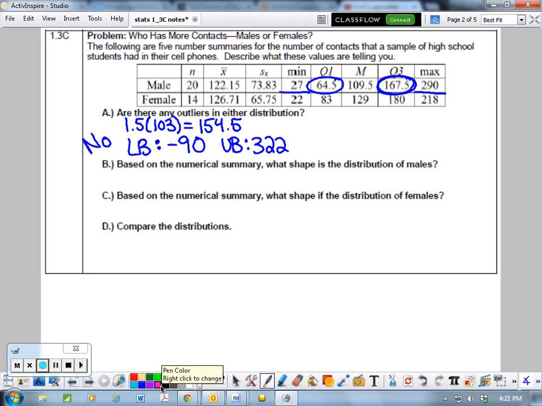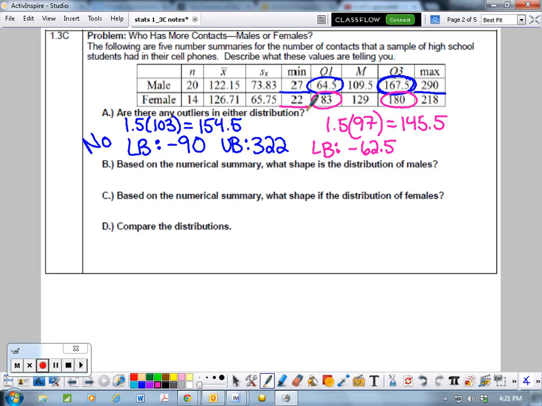Now we're going to do the same thing for the girls. So we're going to calculate that IQR. I'm going to do 1.5 times the IQR, which is 97, which is 145.5. And then from here, I'm going to calculate the lower bound. I'm going to take that Q1, 83, and subtract 145.5. That gives me a lower bound of negative 62.5. And since my lowest value is 22, I have no outliers on that end.